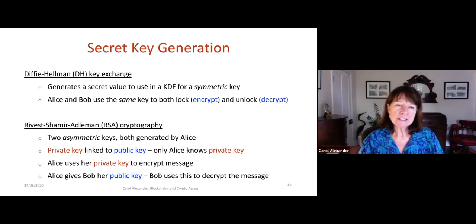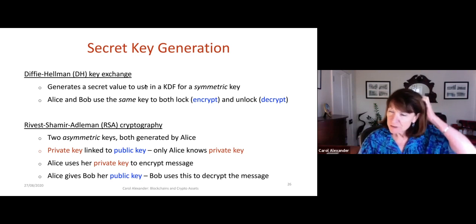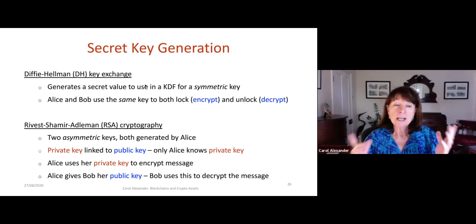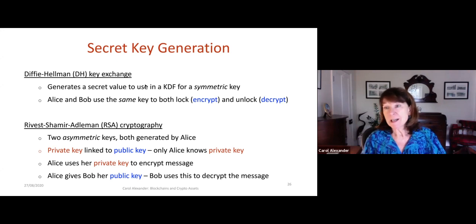So Diffie-Hellman generates a secret value to use in a key derivation function, which gives a symmetric key. In other words, Alice and Bob are going to use the same key as each other, and they both lock and unlock using that key.